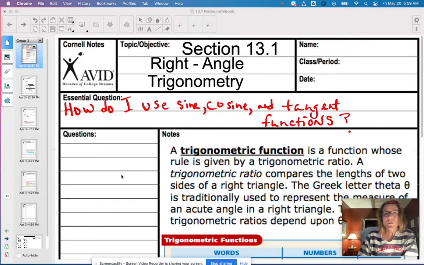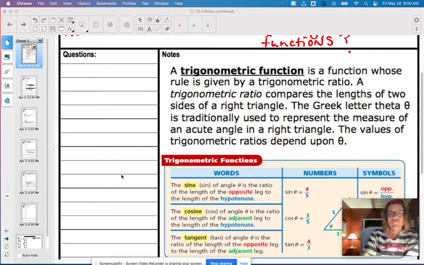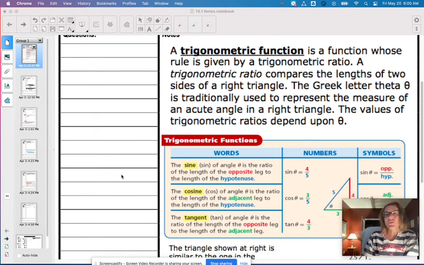Section 13.1, right angle trigonometry. Essential question: How do I use sine, cosine, and tangent functions? A trigonometric function is a function whose rule is given by a trigonometric ratio. A trigonometric ratio compares the lengths of two sides of a right triangle.